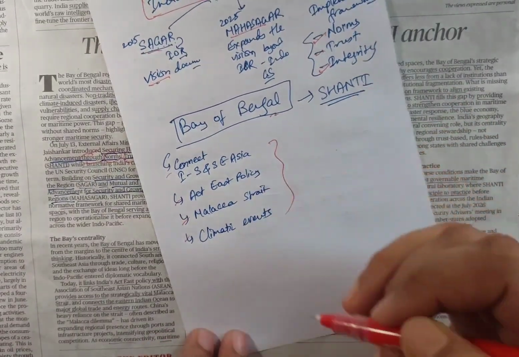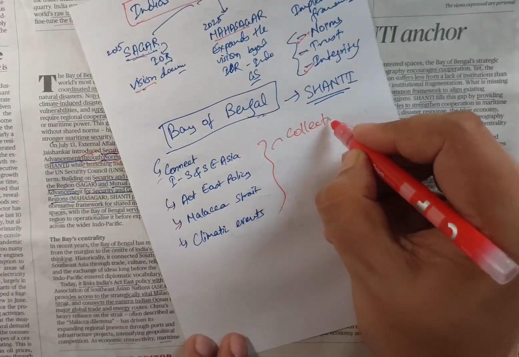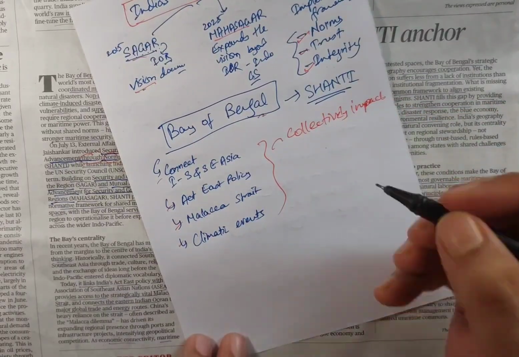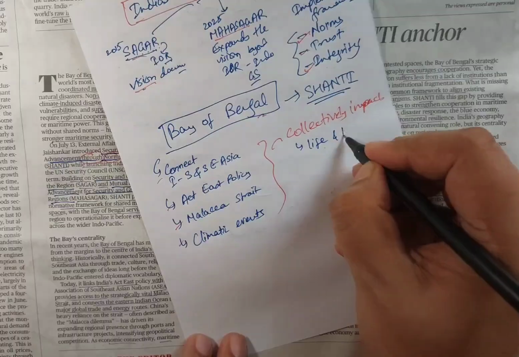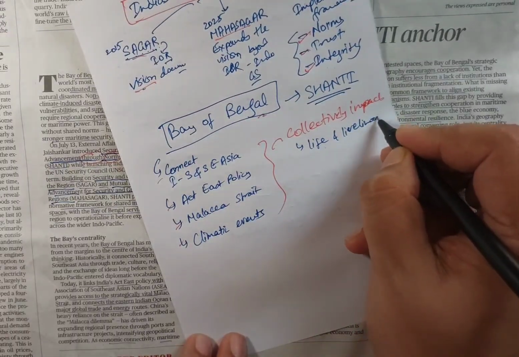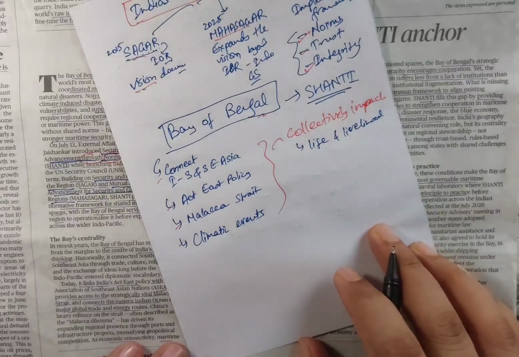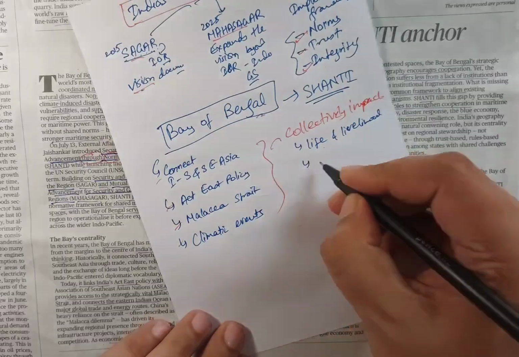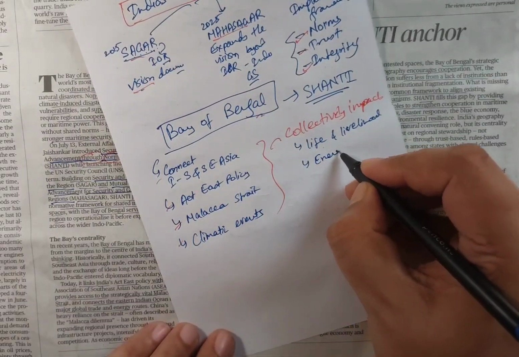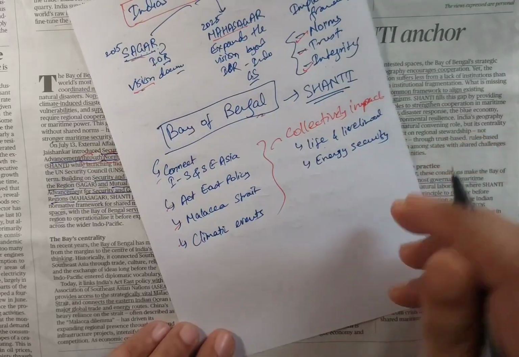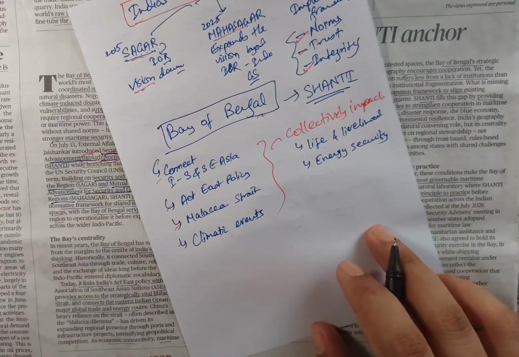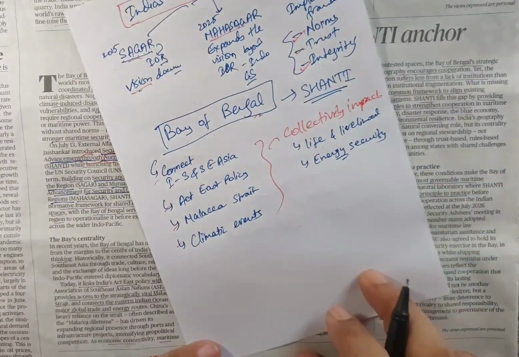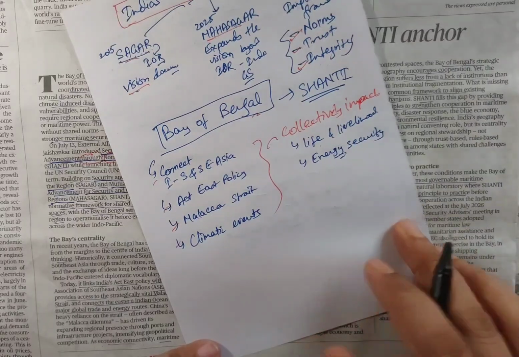Now, why are these important? Because these collectively impact life and livelihood. Just because of one cyclone, the life and livelihood of residents of India, Sri Lanka, and even Myanmar can be impacted. It impacts energy security. If something happens, if China controls the waterways, seaways, trade routes, then energy security can be impacted not only for India, but also for Southeast Asian regions.